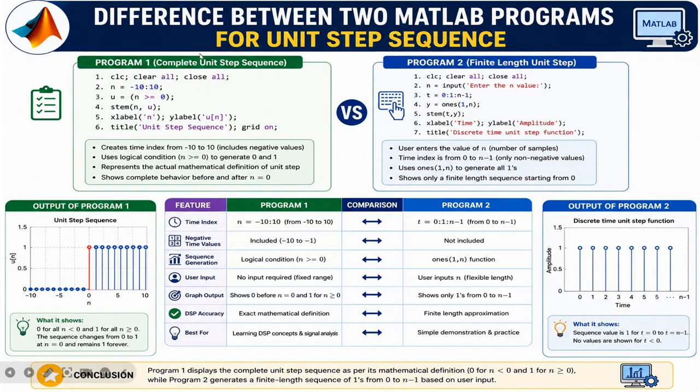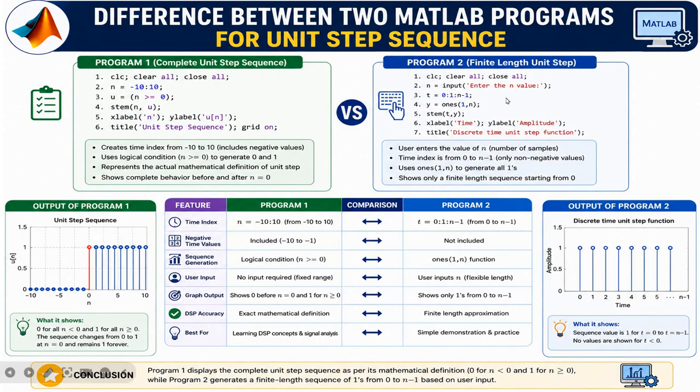Okay, so here this program generates a standard unit step sequence using the logical expression n greater than or equal to 0, and the time index is fixed from -10 to +10. So the graph includes both negative and positive time values, and for all values of n less than 0, the sequence will be 0. At n is equal to 0, the signal changes to 1 and remains 1 for all the positive values. And this program follows the exact mathematical definition of the unit step sequence used in DSP. So here the output clearly shows the transition from 0 to 1 at the origin, helping the students to understand the actual behavior of the signal.